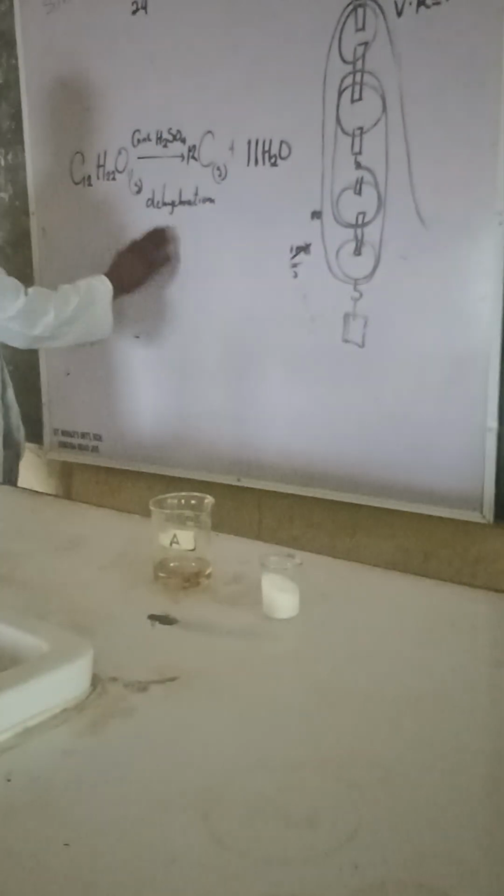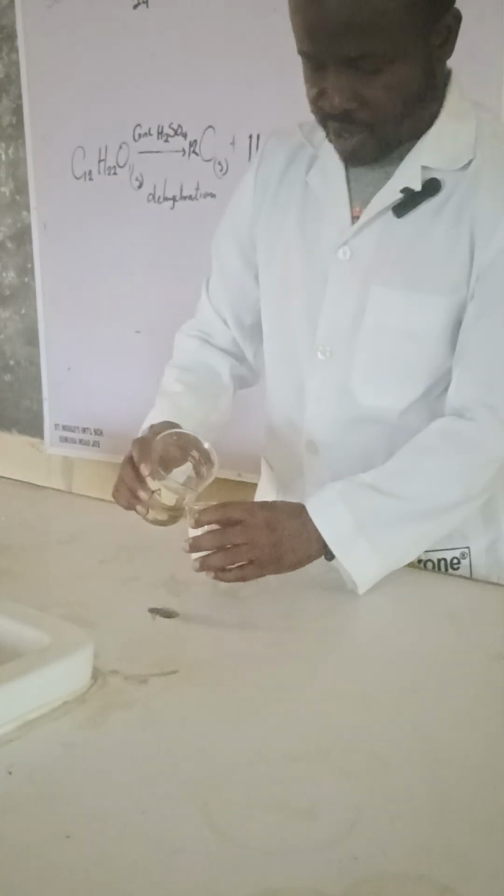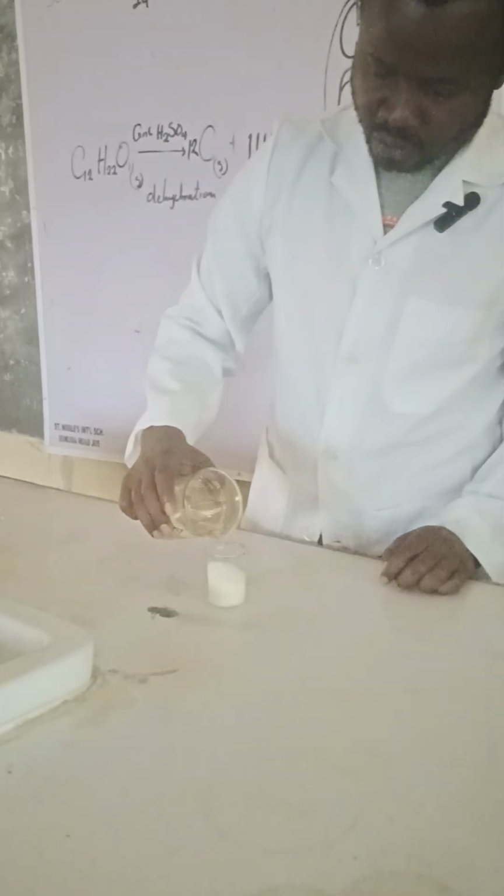So it's a dehydration reaction in which the sucrose or cane sugar is dehydrated to produce 11 moles of water and 12 moles of carbon. Okay, so that's a lot of carbon. So this is what happens in that experiment. You just gently add the sulfuric acid.